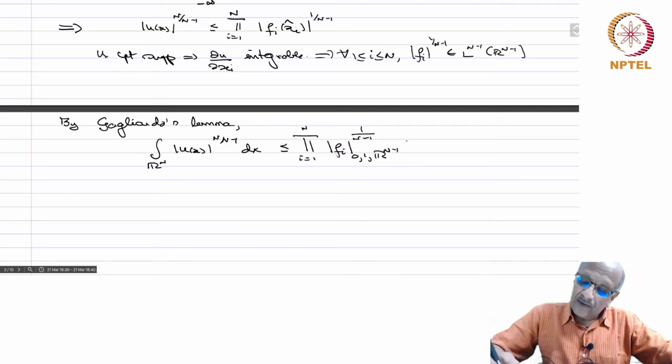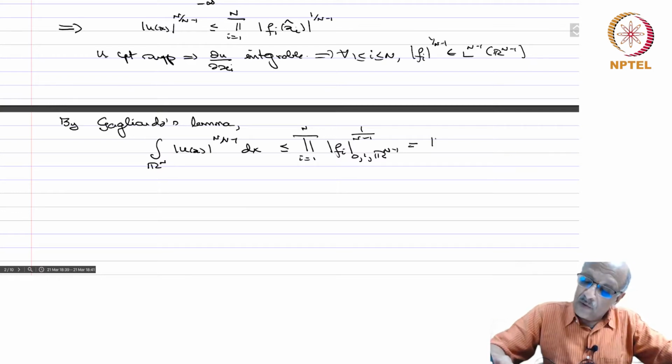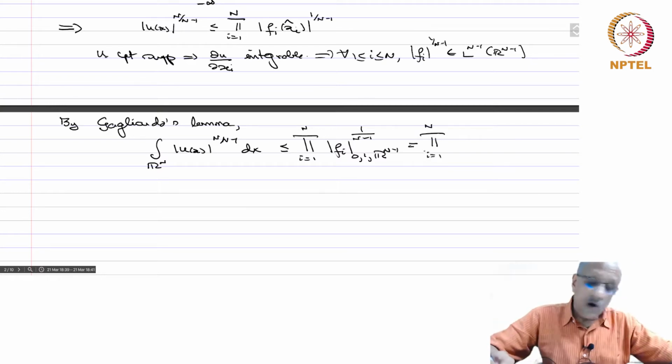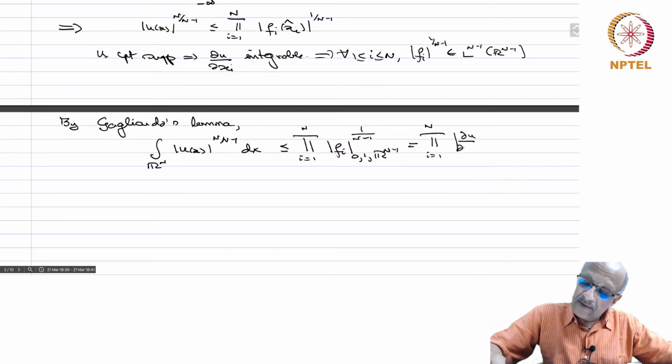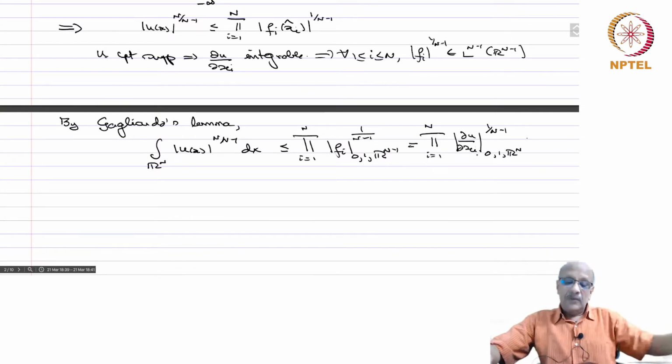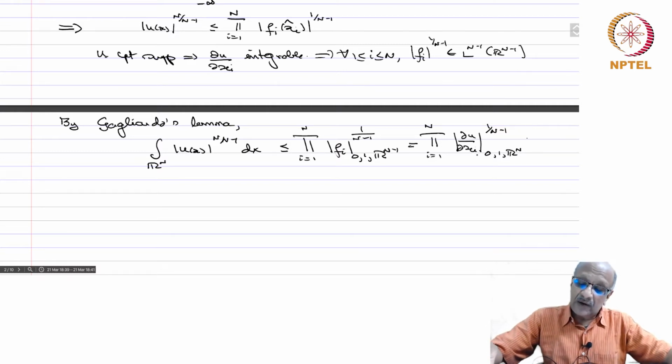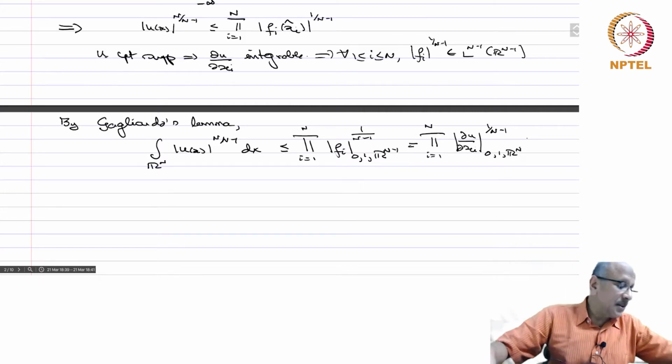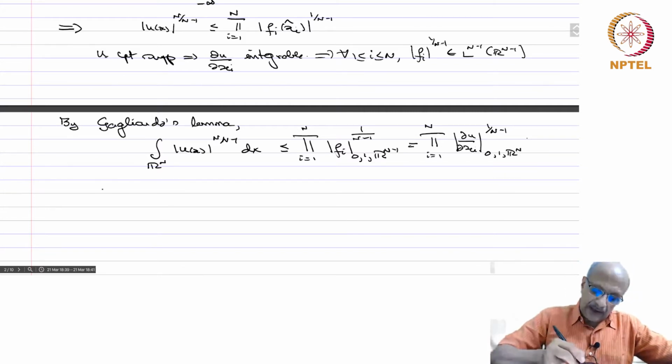So that is equal to the product over i equals 1 to n of the L1 norm of du by dx_i on R^n, and then power 1 by n minus 1 that remains, because when I integrate f_i in R^(n-1), that will give you du by dx_i, because already in the definition of f_i we have integrated with respect to x_i, now we are integrating with respect to the remaining variables, so you will get the integral on R^n.